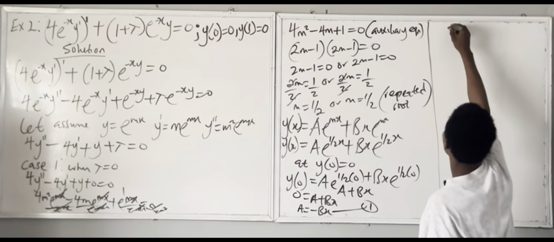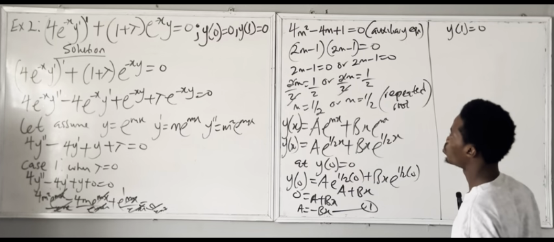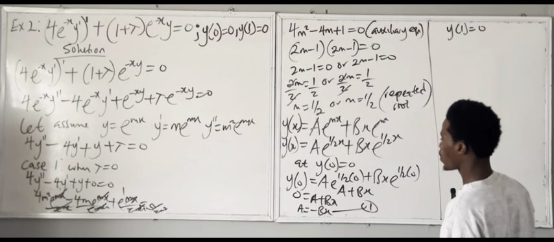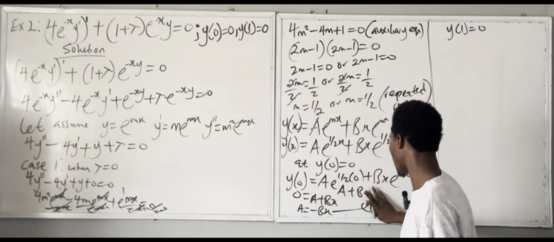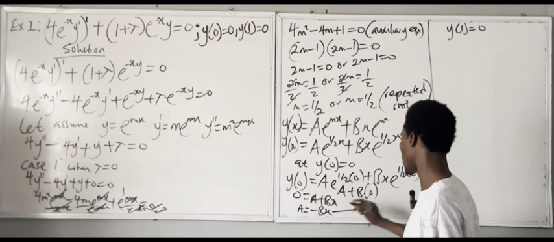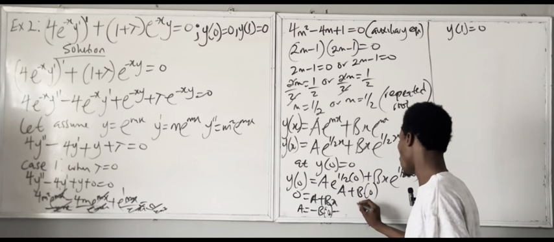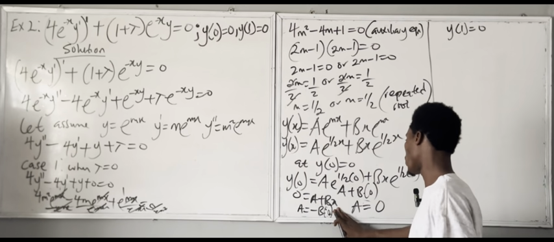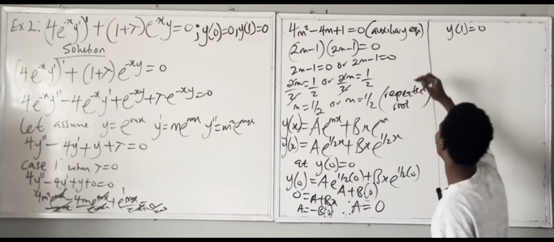find y of 1. y of 1 is equal to 0. So remember that my s is already 0, so I don't need to write x here again. So here will be 0. Here will be 0. So my a is equal to 0. So my y of 1 is 0.